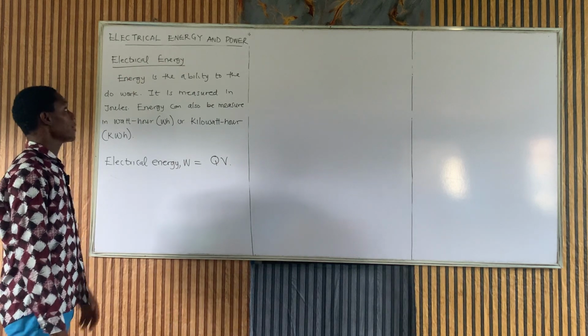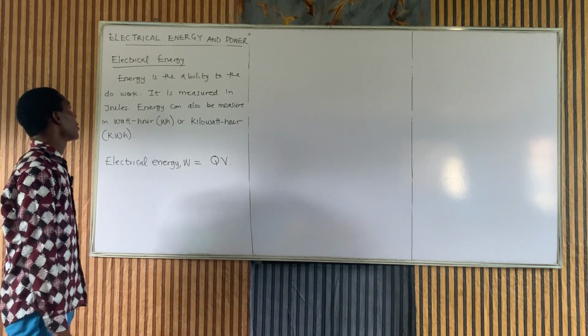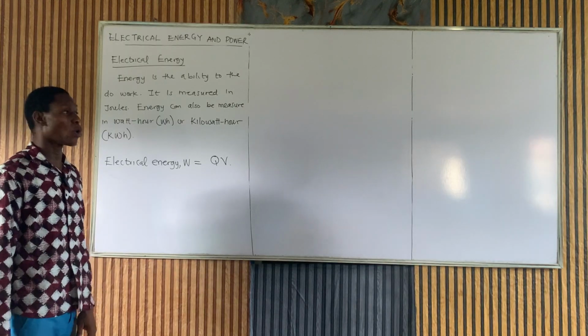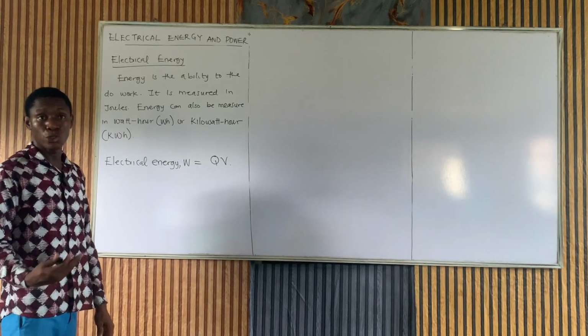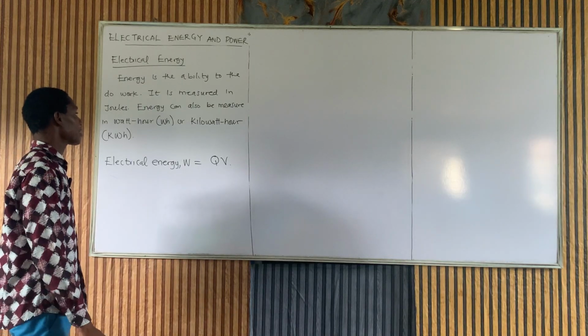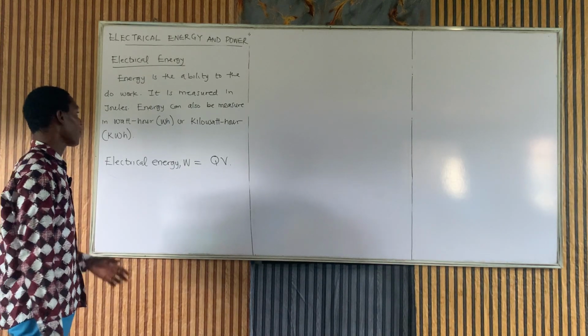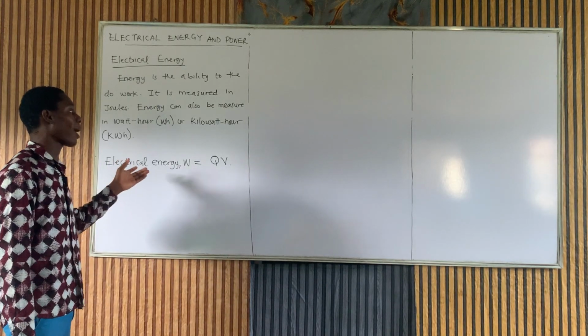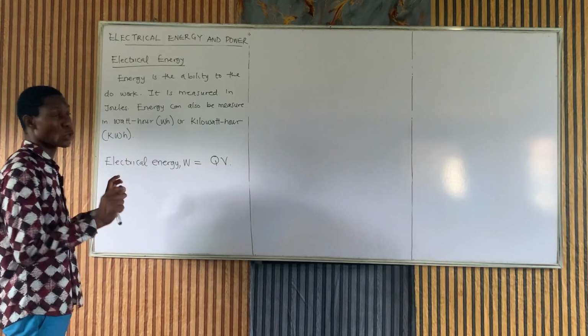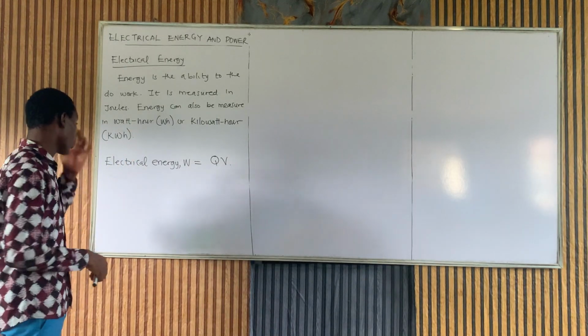Electrical energy and power. Let's take electrical energy first. Energy is the ability to do work. It's measured in joules, but most often we prefer to use the units of energy to be watt hour or kilowatt hour, and that's because joules can be very, very small.